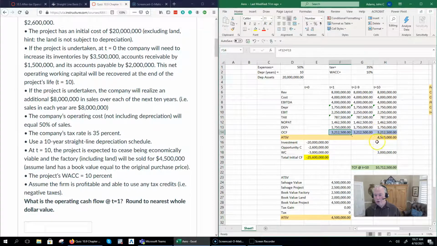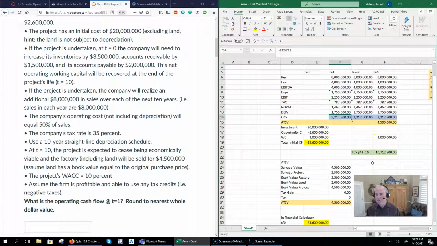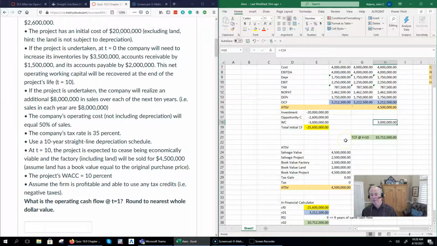And there are three cash flows that we have, two in addition to the operating cash flow. We have the after-tax salvage value and our initial investment in working capital, where we're going to not continue to invest in working capital, so we'll get that $3 million back in year 10 at the end of the project that we invested at the beginning of the project. So we just need to take a look at what is the after-tax salvage value.